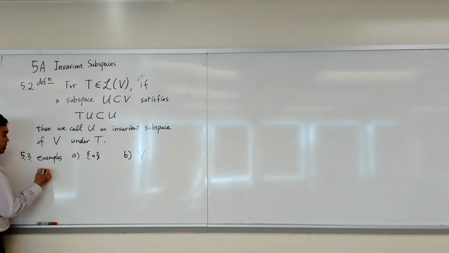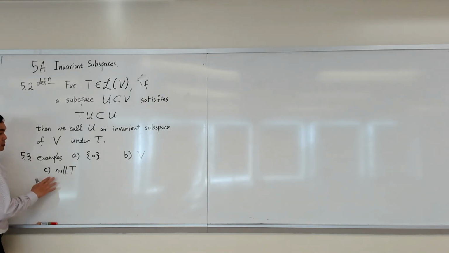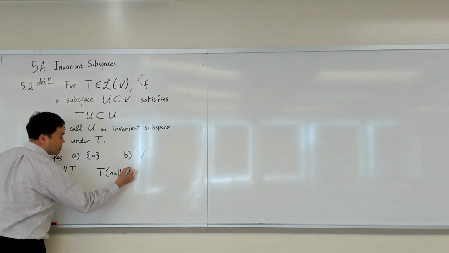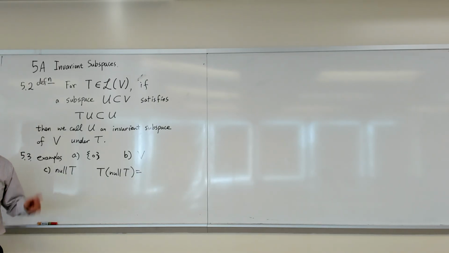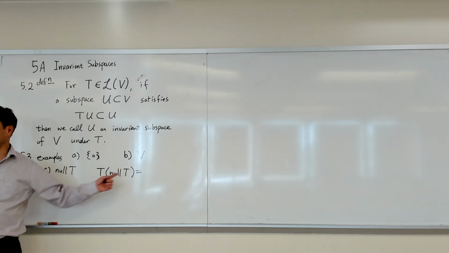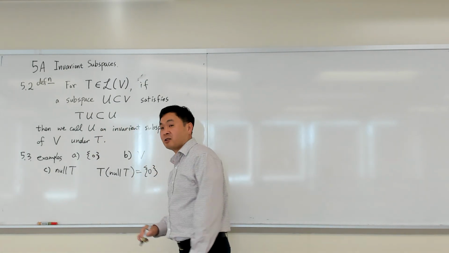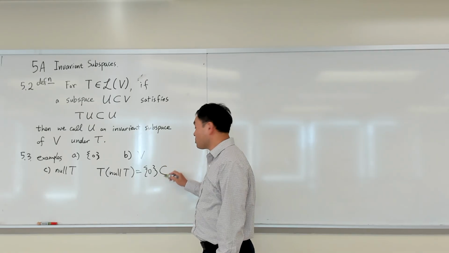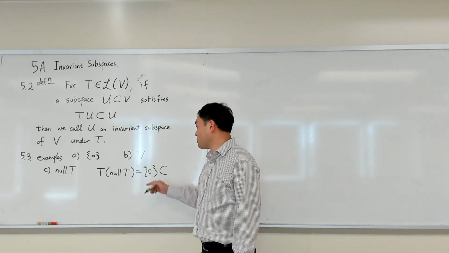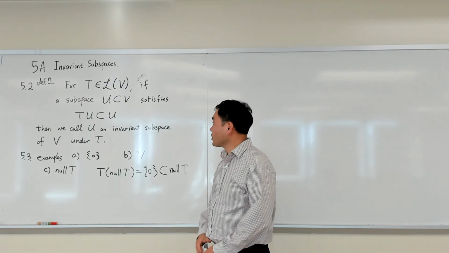Slightly less trivial examples are, say, null of T. So this one, let's think about this. What is T of null of T? Well, anything in the null of T, if you apply T to it, you get what? 0. So what will be this resulting set? It'll just be 0, right? But then 0 is a subset of any other subspace, right? Because any subspace should have a 0 there, so this is a subset of null T as well. Okay, so that's still true.